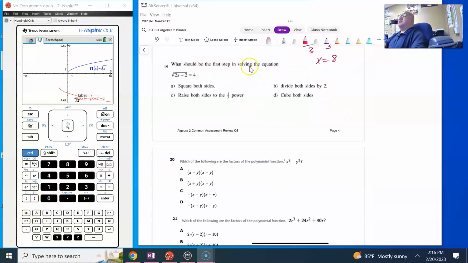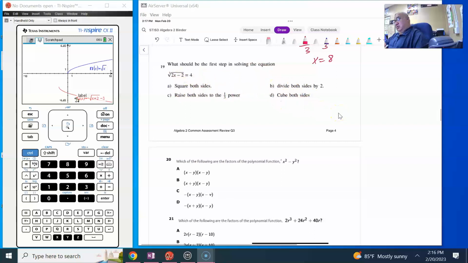What should be the first step in solving the equation? It's a cube root. You don't square. You don't divide both sides. You cube both sides. So the answer is D.